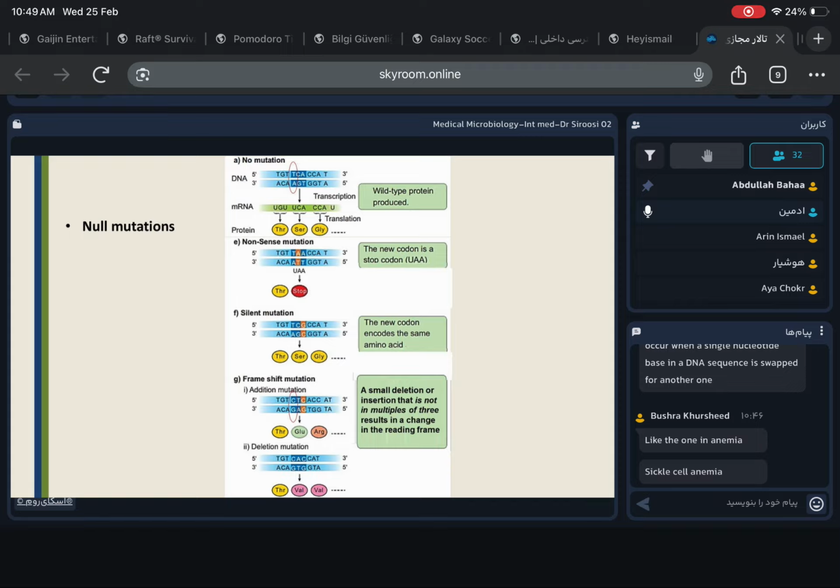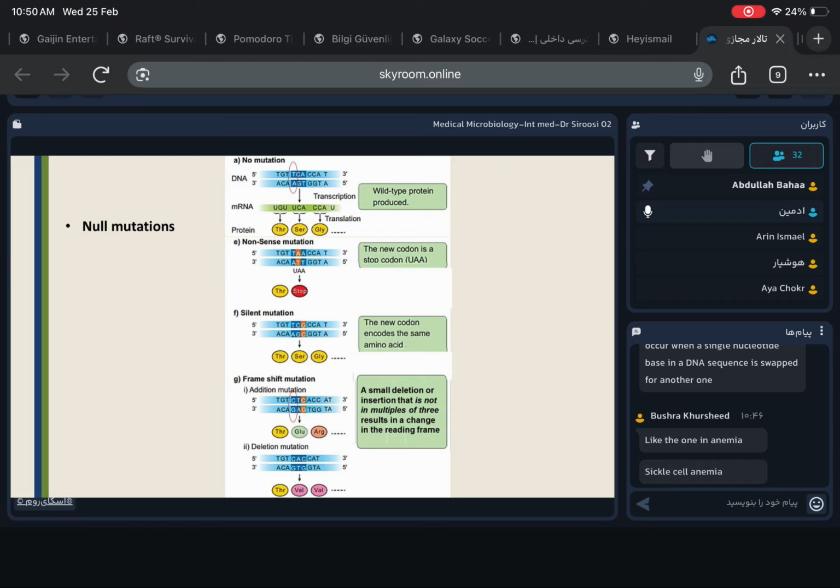And we have silent mutation. In silent mutation, a nucleotide is replaced by another nucleotide, but as you can see, there is no change in the sequence of amino acid in the protein. Although we have a change in the sequence of nucleotides in the DNA, there is no change in the sequence of amino acids in the protein.